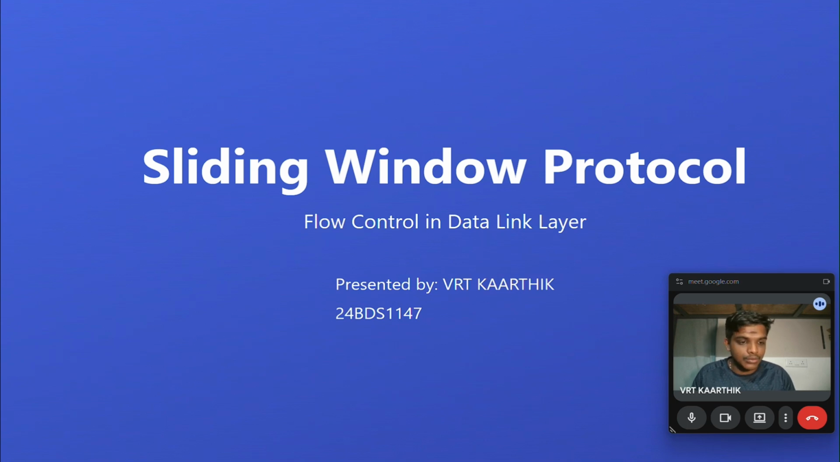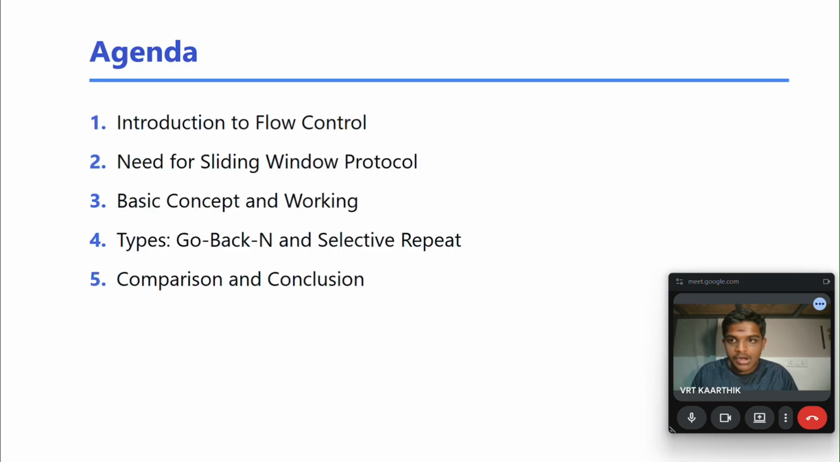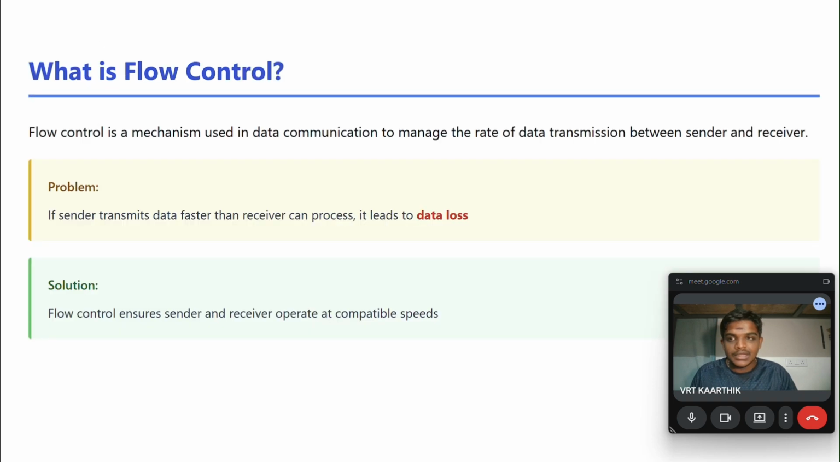So today's agenda: we'll be discussing the introduction to flow control, why we need the sliding window protocol, and the basic concept and working of the sliding window protocol. There are two types of sliding window protocol: one is go back and the other is selective repeat. We'll discuss both in detail, compare them, and come to a conclusion about which is more efficient and why, in the later part of the video. So let's get into it.